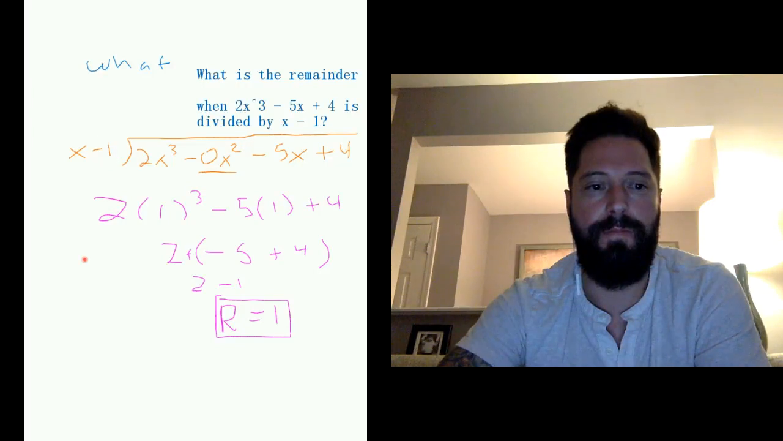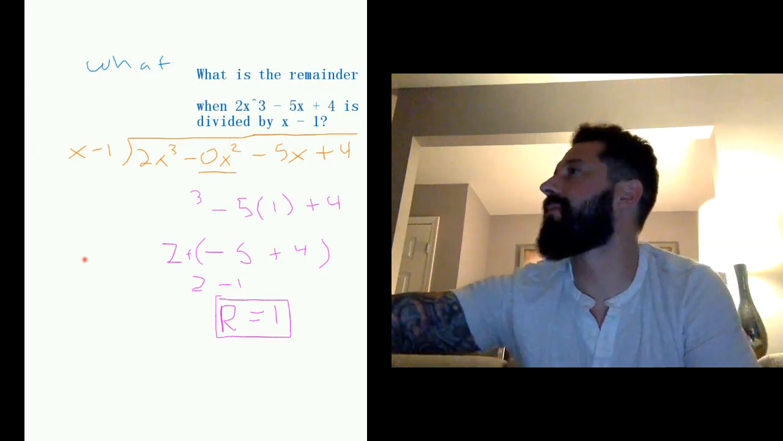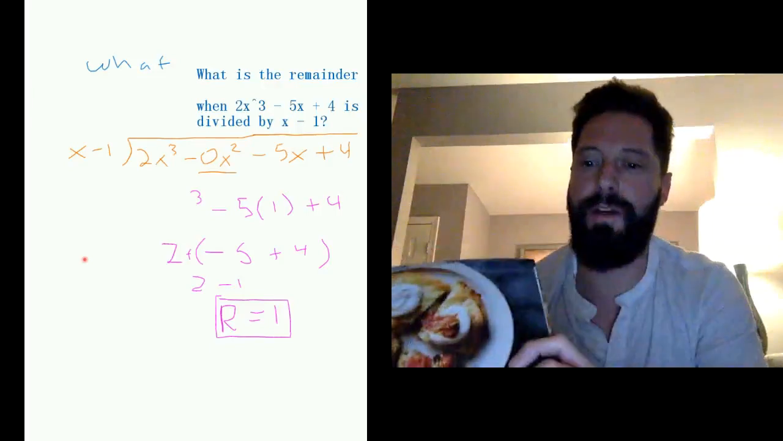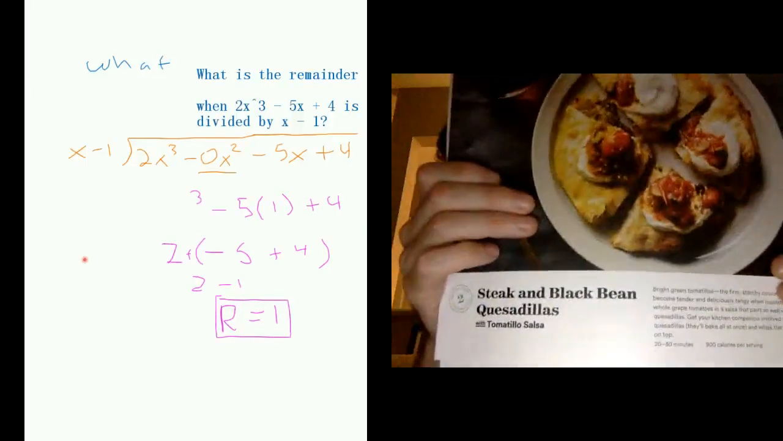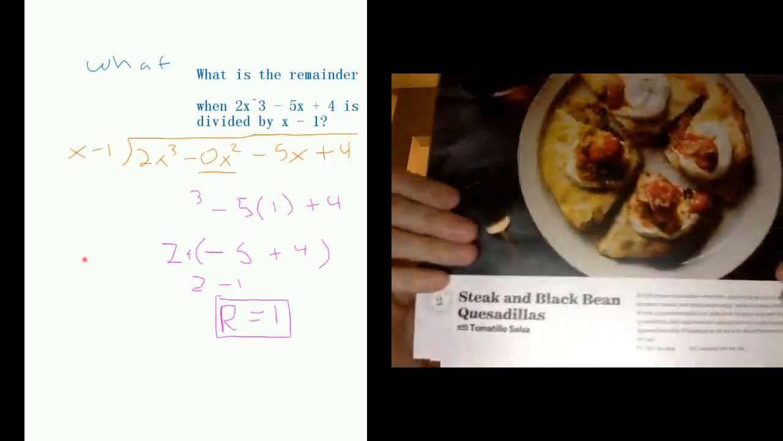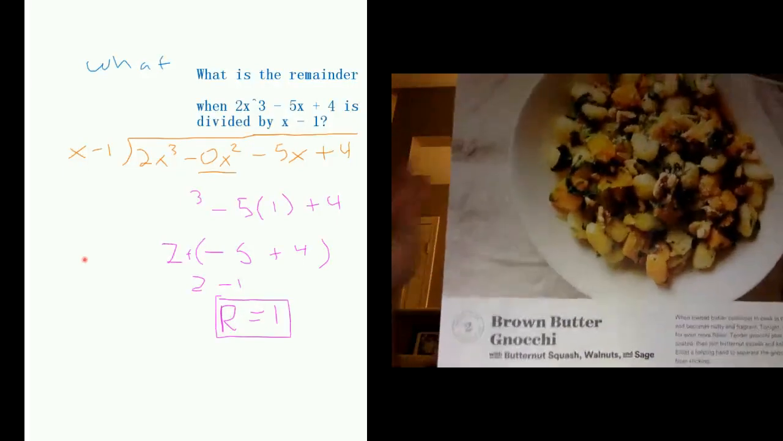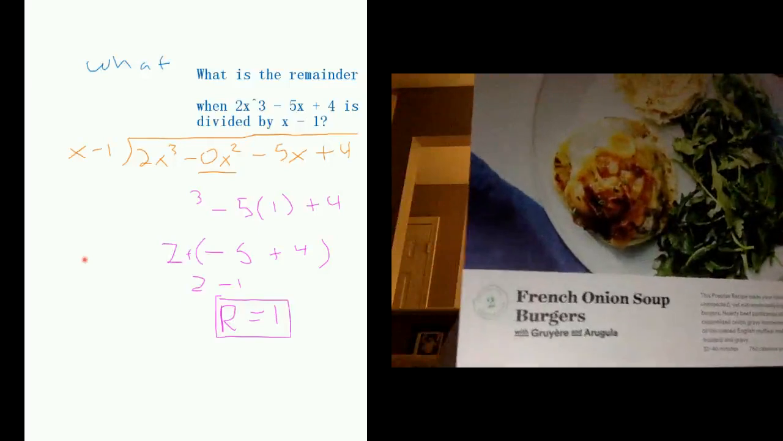What should I have for dinner, guys? Here are my options. Type in a 1 if I should have steak and black beans quesadillas. Type in a 2 if I should have brown butter gnocchi. Oh, that looks good. Please type in 2. Type in a 3 if I should have French onion soup burgers. Don't type in a 3, I'll fail you. There's no truffle pizza involved.